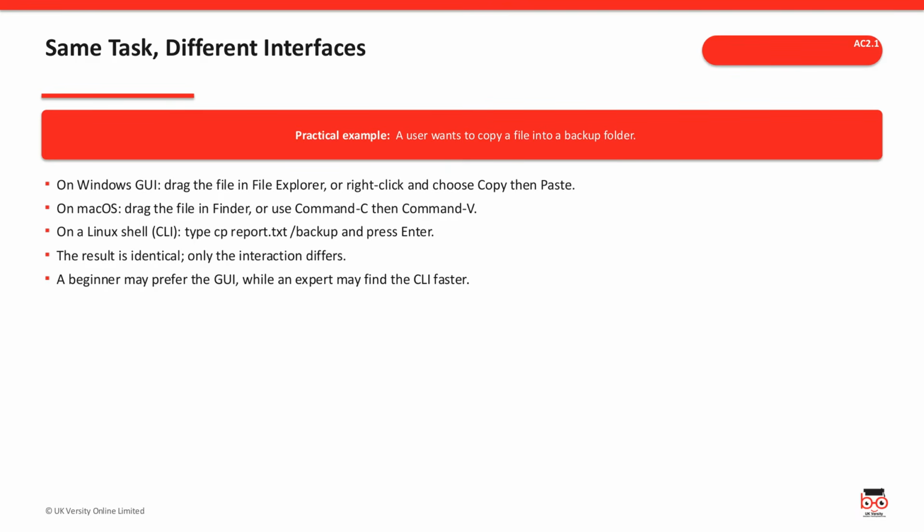Here's a nice illustration. Say you want to copy a file into a backup folder. On Windows, you'd drag it in File Explorer, or right-click and choose Copy, then Paste. On a Mac, you'd drag it in Finder or press Command C, then Command V, and on a Linux shell, you'd simply type cp, the file name, and the destination, then press Enter. The end result is identical, only the way you got there changed, and a beginner might love the drag and drop while an expert finds typing quicker.